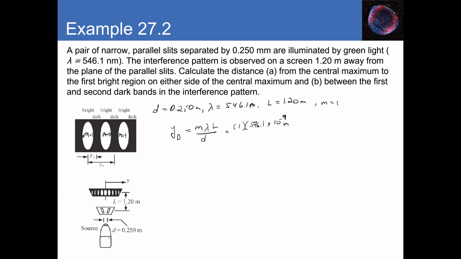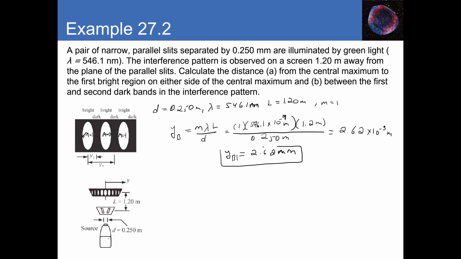Well, here is the wavelength in nanometers, then times the 1.2 meter length, and this is divided by the spacing of 0.250 meters. If I calculate this, I'm going to get 2.62 times 10 to the negative 3 meters, which means the position of the first bright fringe is 2.62 millimeters. All right.